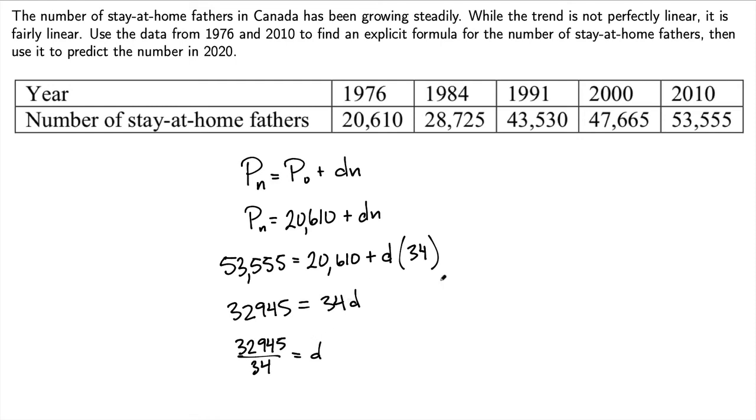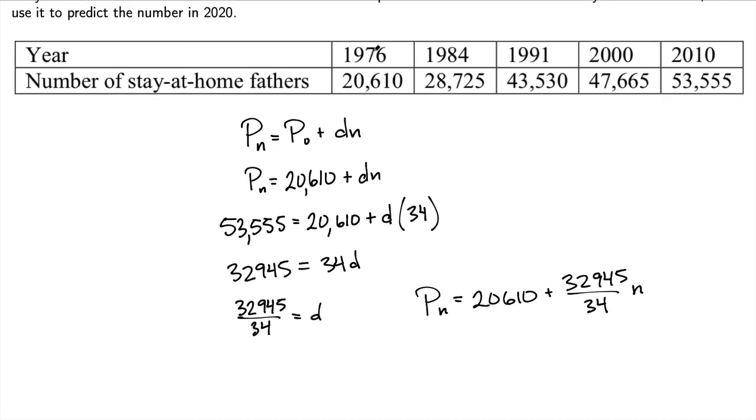So our explicit model now is P sub n equals 20,610 plus 32,945 over 34 times n. Now we can use it to estimate or predict the number of stay-at-home dads in 2020. So 2020 is 44 years after 1976. So we're looking for P sub 44.